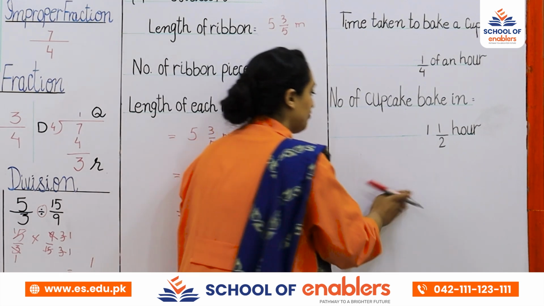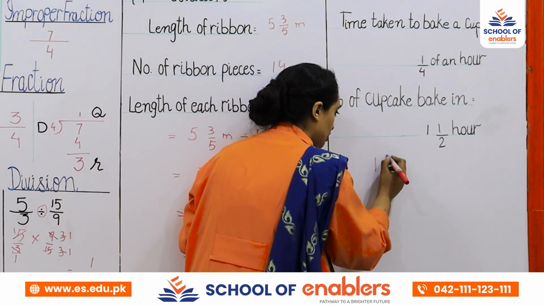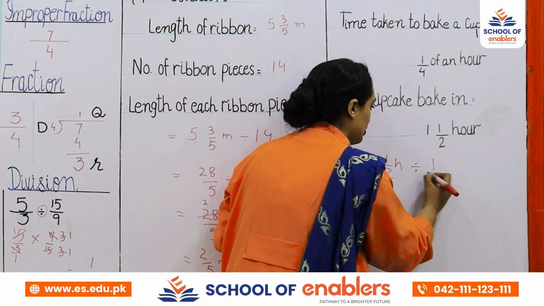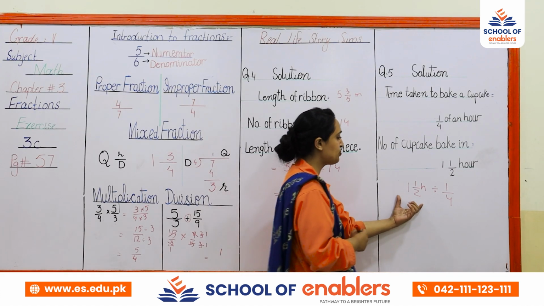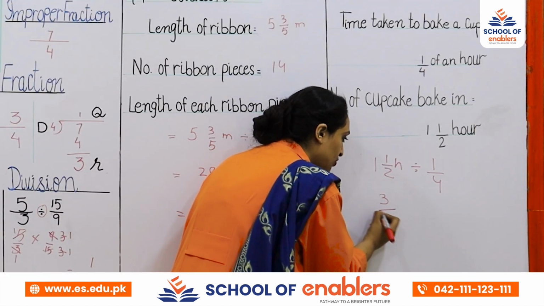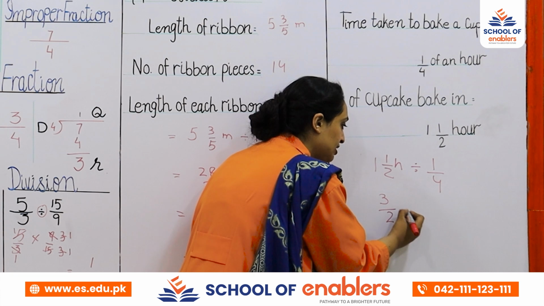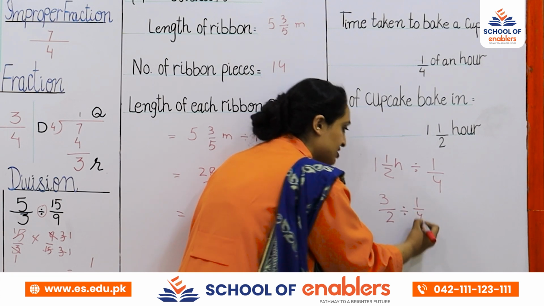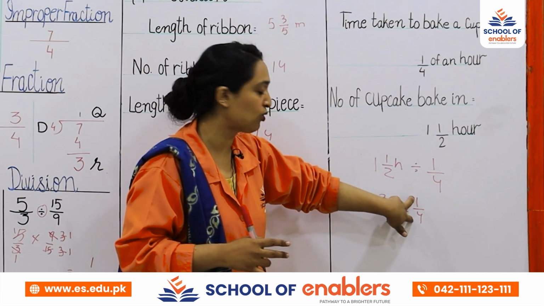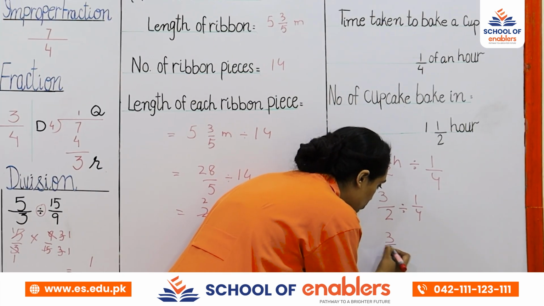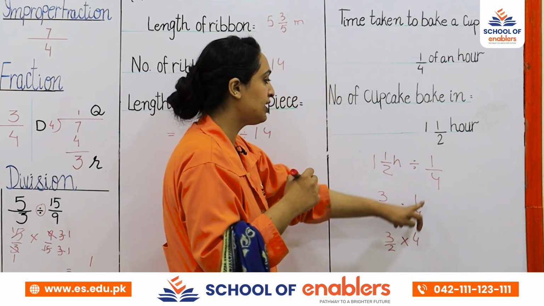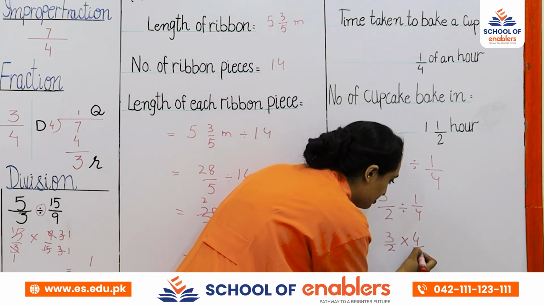So how will we divide? We will write 1 whole 1 over 2 of an hour divided by 1 over 4th. First we will change this mixed fraction into an improper fraction. So 2 1s are 2, 2 plus 1 is 3, 3 over 2, and we will write divide as it is and 1 over 4 as it is. Now we will change the division sign into multiplication and take the reciprocal of 1 over 4. 3 over 2 will be written as it is, divide will change into multiply, and 4 will come into the numerator and 1 will come into the denominator.